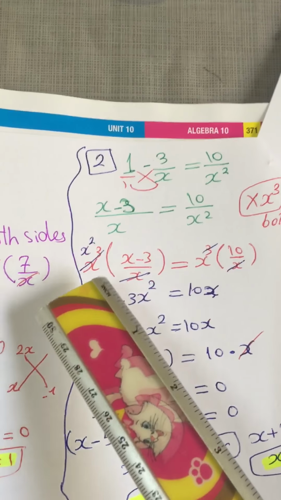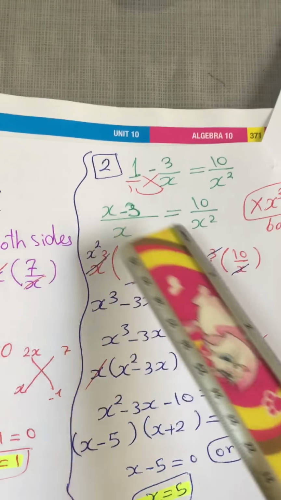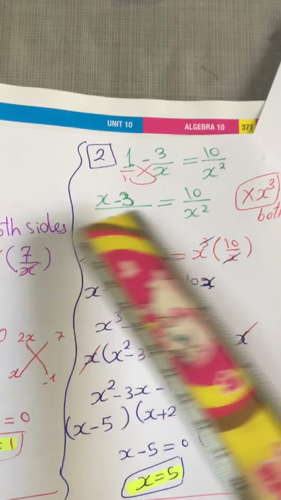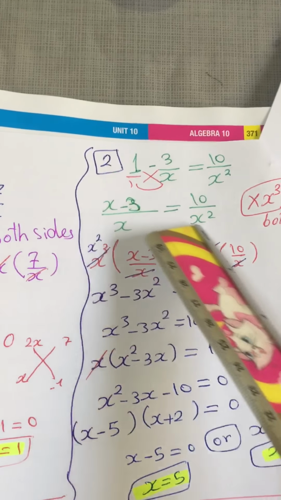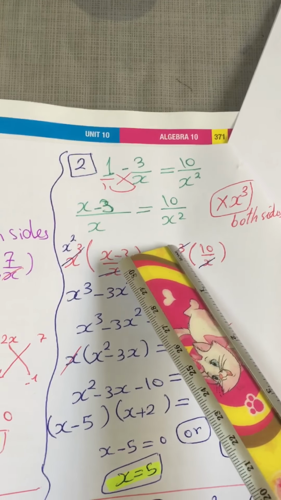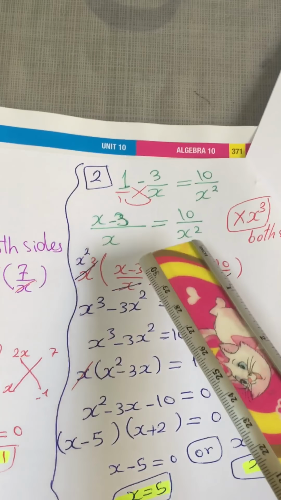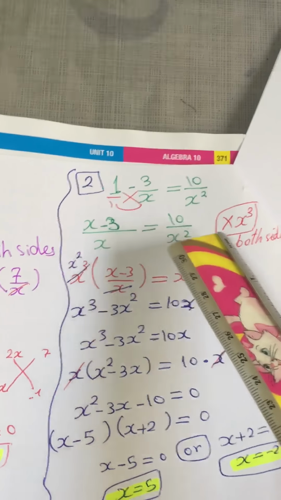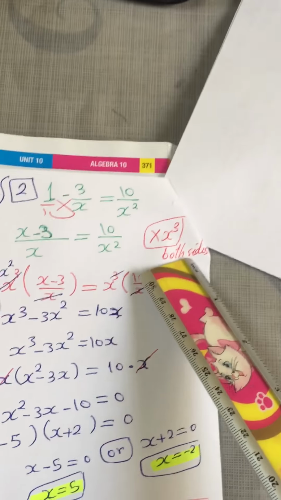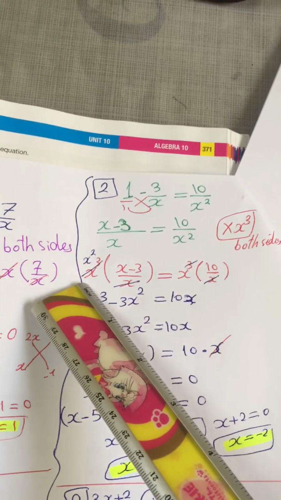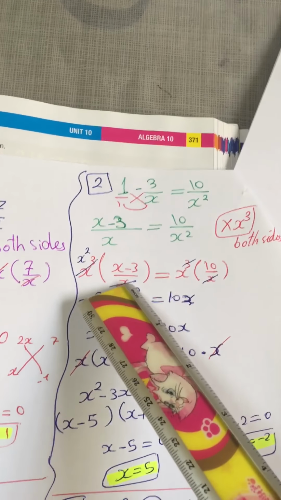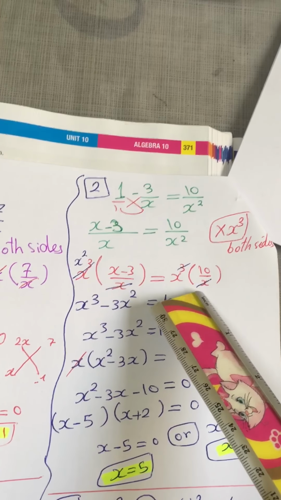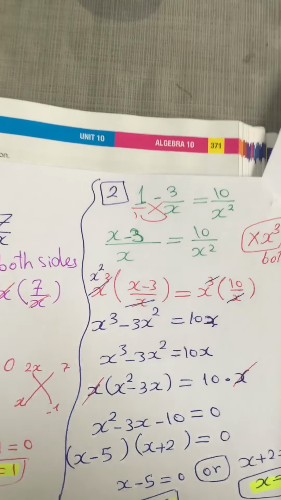Okay, now I have here x and x squared. To clear the denominator, I multiply by them on both sides. We can make cross multiplication, but each time I want to give you another way. So here I'll multiply by the common denominator, which is x times x squared, equals x cubed, on both sides. So x cubed multiplied by open brackets x minus 3 over x equals x cubed multiplied by 10 over x squared.